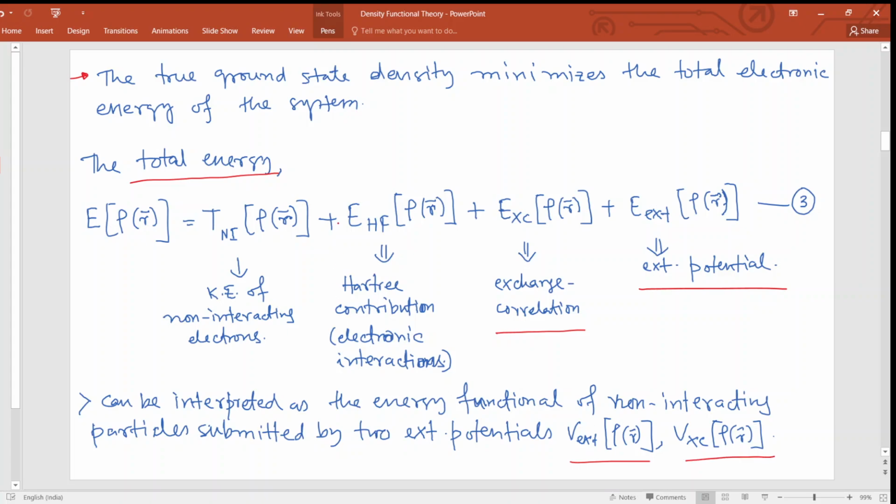So here it says that, if you remember the Hartree equation, it has a kinetic energy term and the Hartree potential. Okay, so here you can also assume that there are two external potentials which are acting over the Hartree case. These are basically contributed by V external and V exchange correlation functional.